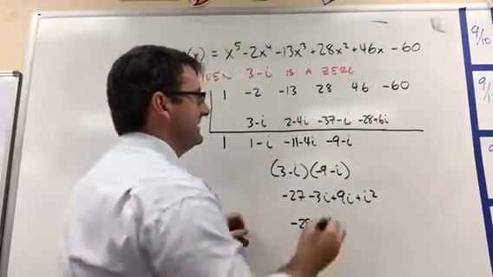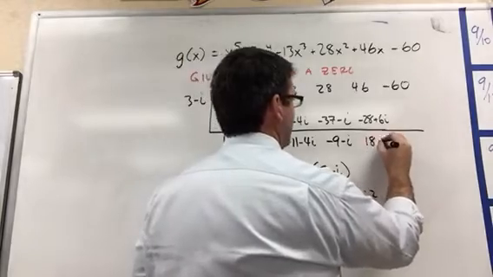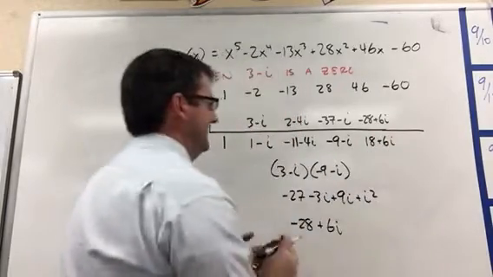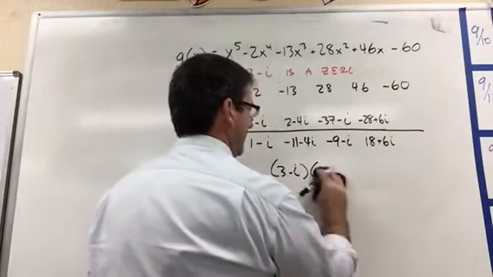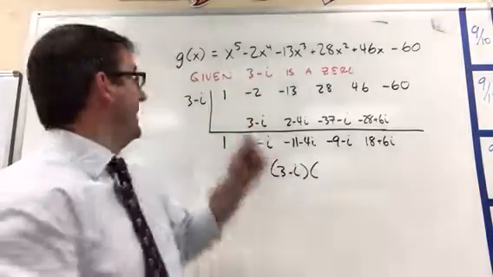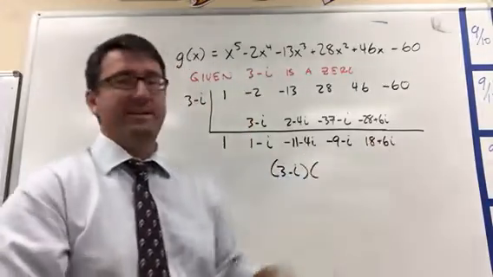Add that to 46, we're going to get 18 plus 6i. All right. And now we multiply 3 minus i times 18 plus 6i.